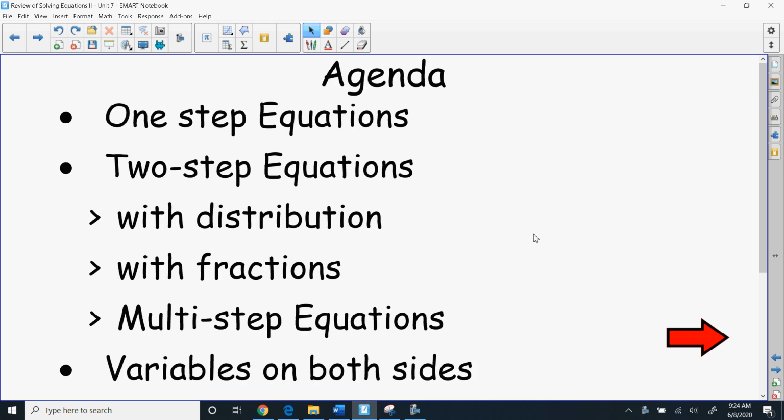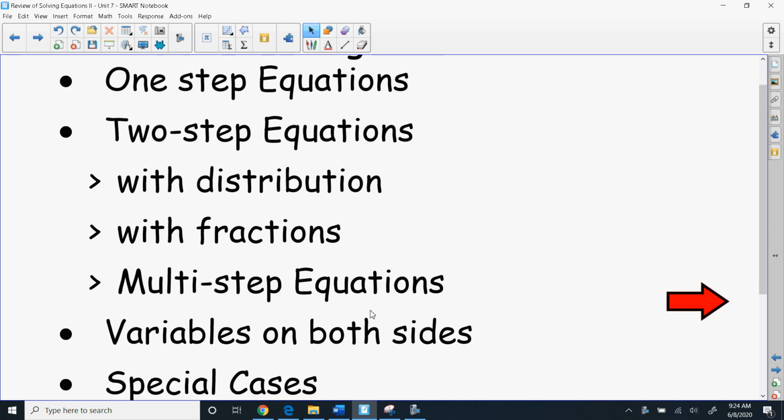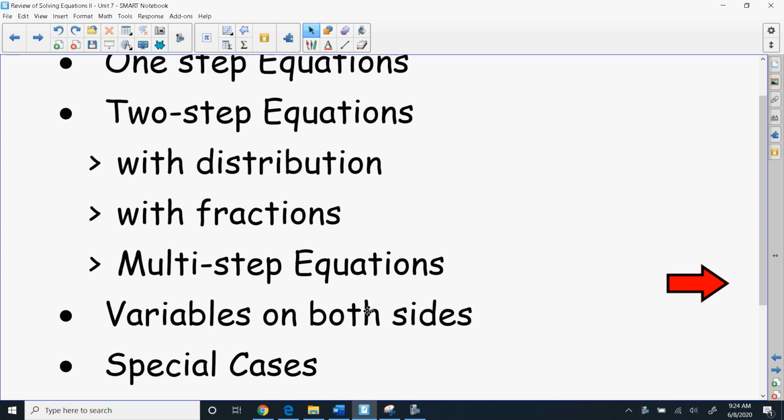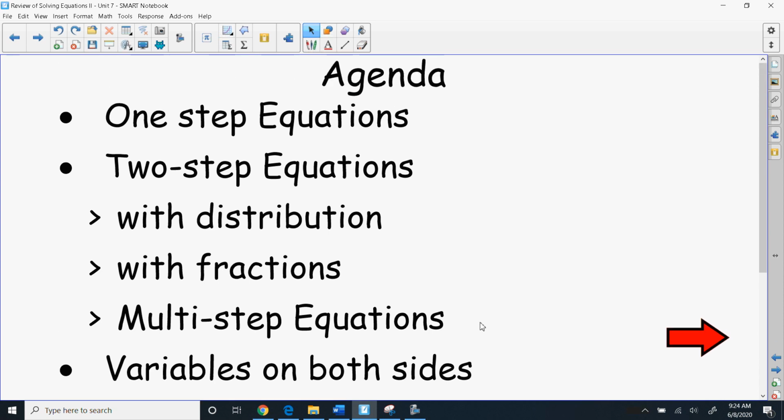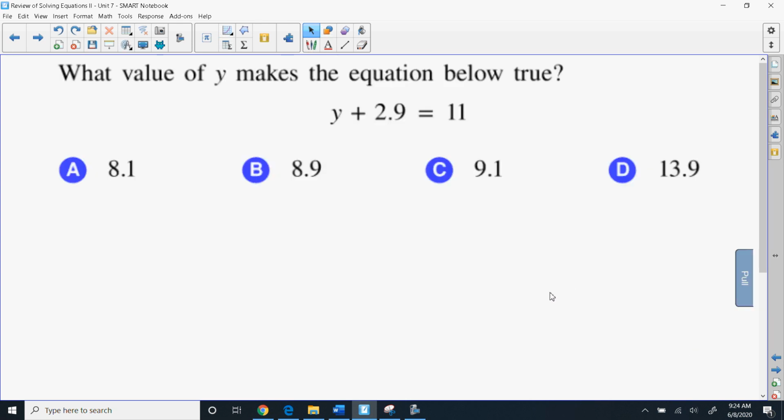So we're going to review everything that we've done in one show. We've done one step, two step with distribution, with fractions, multi-step, variables on both sides, and special cases. So that's what we've done in our last few episodes. So we're going to wrap it all up and put it all together in one movie. So here we go. All right.